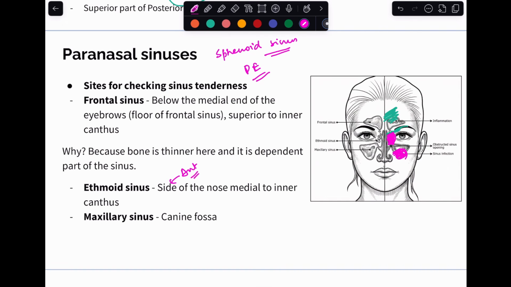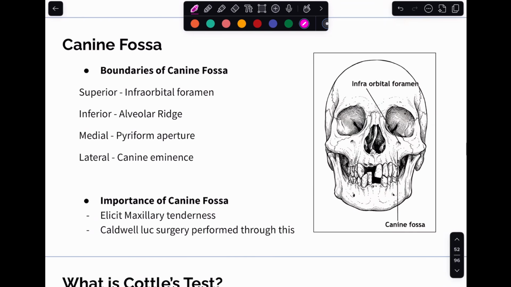So we saw that we have to palpate in the canine fossa region for the maxillary sinus. A very favorite question of examiners over here is, they'll ask you what are the boundaries of the canine fossa. So the boundaries of the canine fossa are, superiorly we have the infraorbital foramen. This is the infraorbital foramen. This is the superior boundary. Inferiorly we have the alveolar ridge. Medially we have the piriform aperture, and laterally we have the canine eminence. So these are the boundaries of the canine fossa.